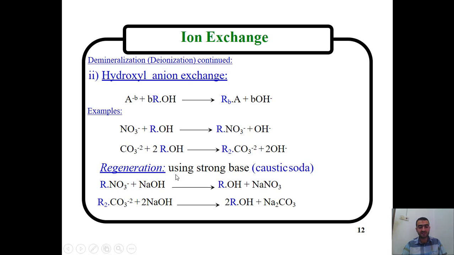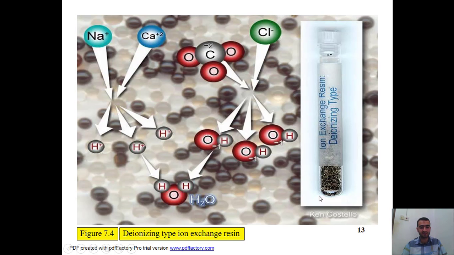So the reverse process is using a strong base, and here we're using caustic soda. The caustic soda is one of the strongest basic materials. So we just treat the resin that is already associated to the nitrate. The nitrate will be released again as a waste, and the hydroxyl anion exchange resin will be regenerated again. So this is just a schematic photo.